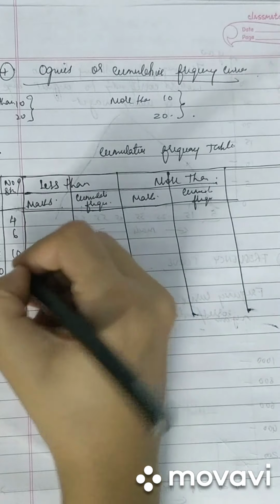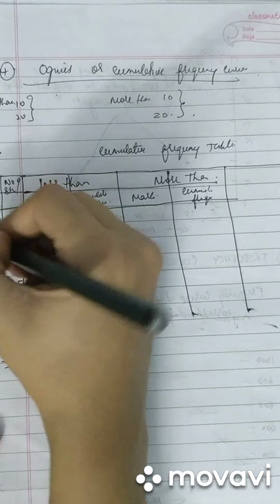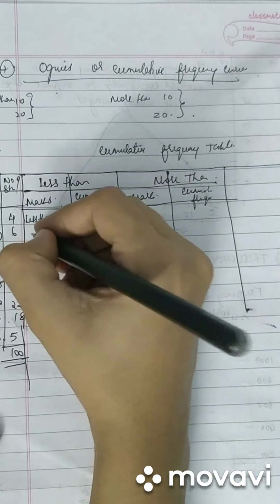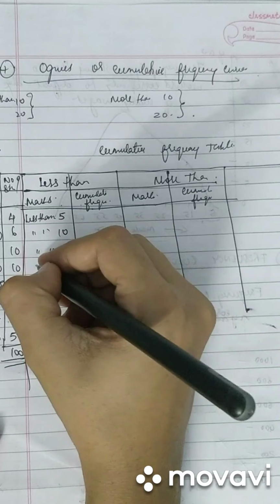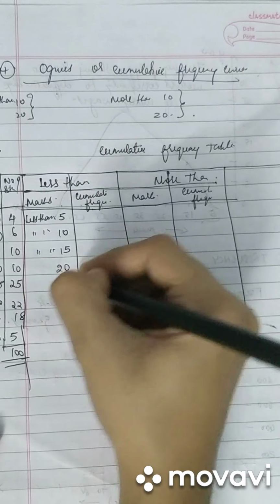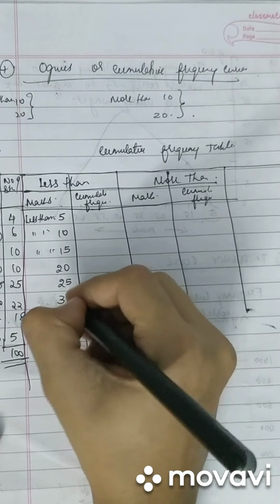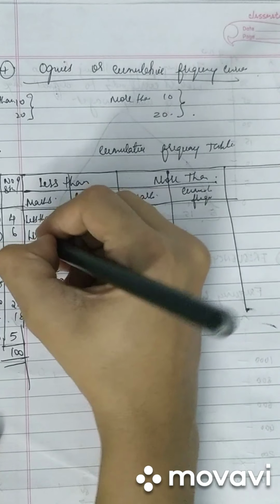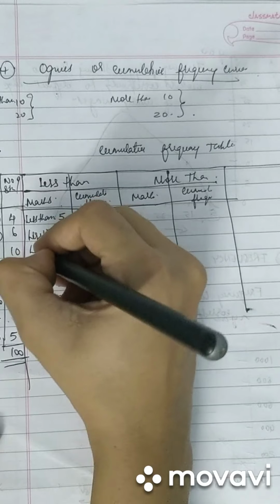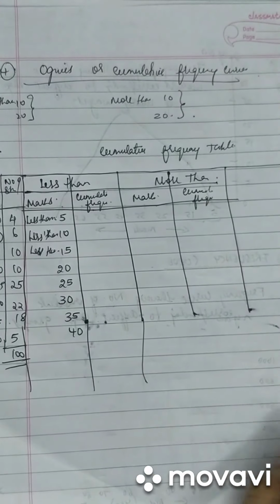Then we go to less than type. Under less than type we have marks. How will we do less than? What is the upper class interval? We need to see only the upper class interval, 5. Next less than 10, less than 15, less than 20, less than 25, 30, 35 and 40. Please write everywhere less than. I have not written but you need to write it.